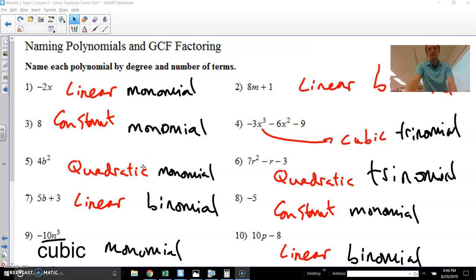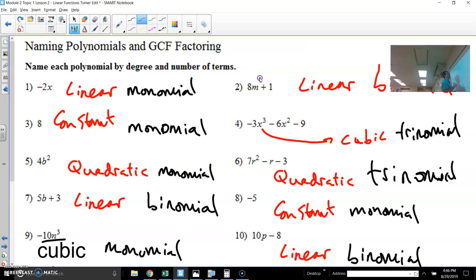Hey, Algebra 1. Today we have talked about several different things. We've learned how to look at a polynomial and classify it by degree. Degree means the exponent or the power of the variable. So for example, linear is when the variable has a power of 1, or cubic is when the highest power is a 3. We also talked about how to look at a polynomial and know how many terms there are.